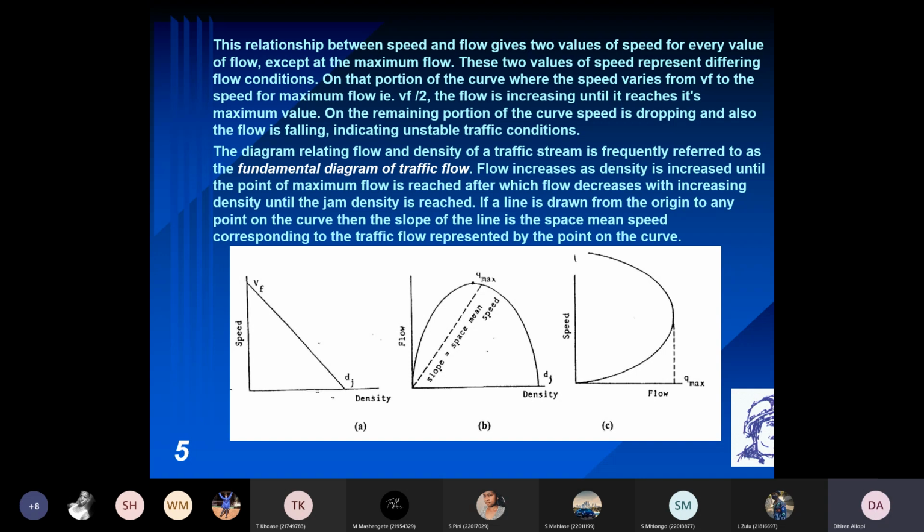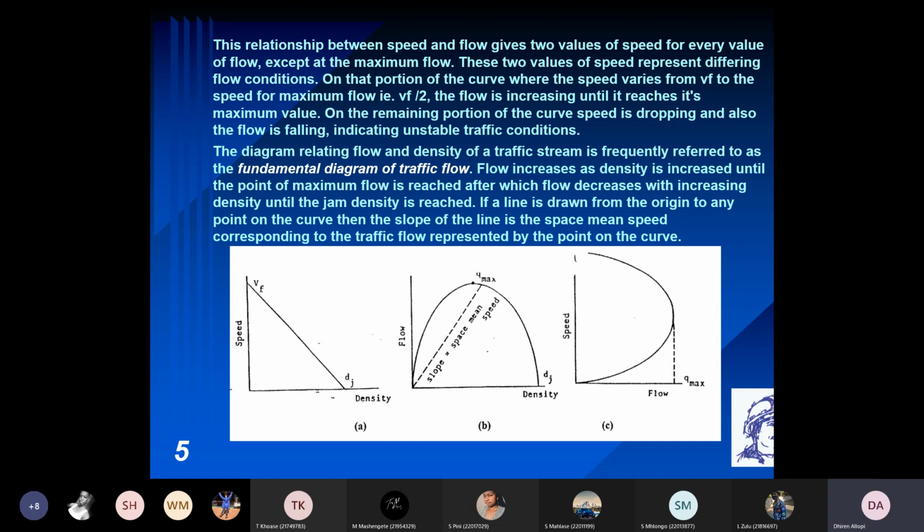And right on the peak where you achieve maximum flow, Q max is your maximum flow. If I project down on my horizontal axis, you can see that Q max occurs at half your jam density. There's your dj. So if I took dj over 2, half your jam density, that's where you're achieving maximum flow rate, Q max.